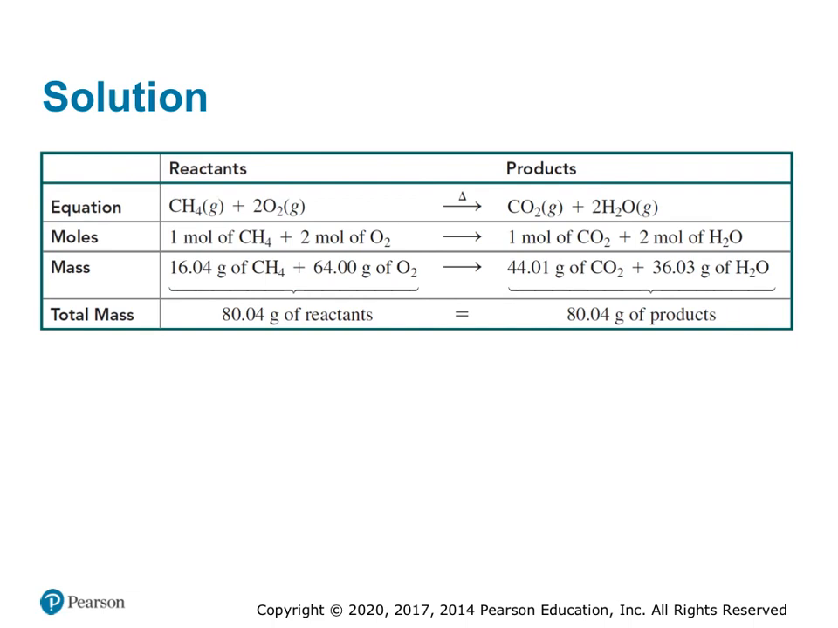So here we're just summarizing what we just talked about, that the methane and the oxygen produce carbon dioxide and water in a ratio of 1 mole of methane to 2 moles of oxygen, producing 1 mole of carbon dioxide to 2 moles of water. Adding up the masses of both reactants and products, we get the same mass of reactants and products.